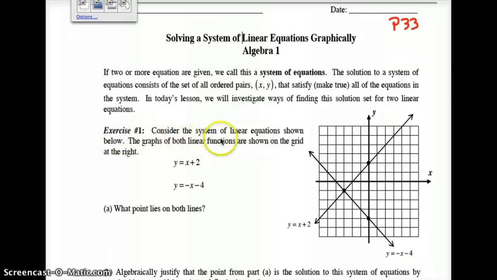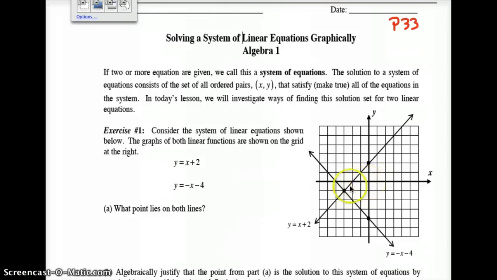Exercise 1. Consider the system of linear equations shown below. The graphs of both linear functions are shown on the grid at the right. So y equals x plus 2, it's labeled, and here's that line, and y equals negative x minus 4. That's that line. What point lies on both lines? Well, if I have two lines and the same point is on each line, that's called the point of intersection. It's where the two lines cross each other.